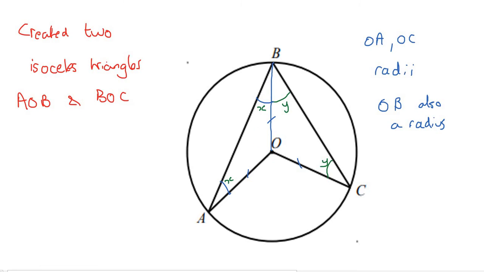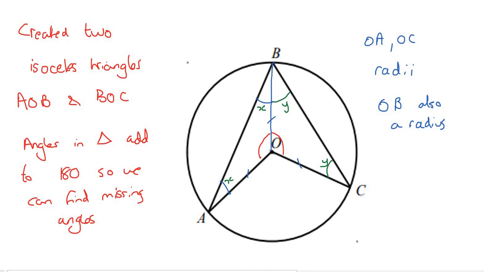How does this help us? Well, we know that angles in a triangle add to 180, which means we can work out these 2 angles. So let's write that down. This angle here, if we know that x plus x plus that angle is 180, means that this angle is 180 minus 2x. And similarly, this angle here is going to be 180 take away 2y, because if we add up the 3 angles, we get back to 180.